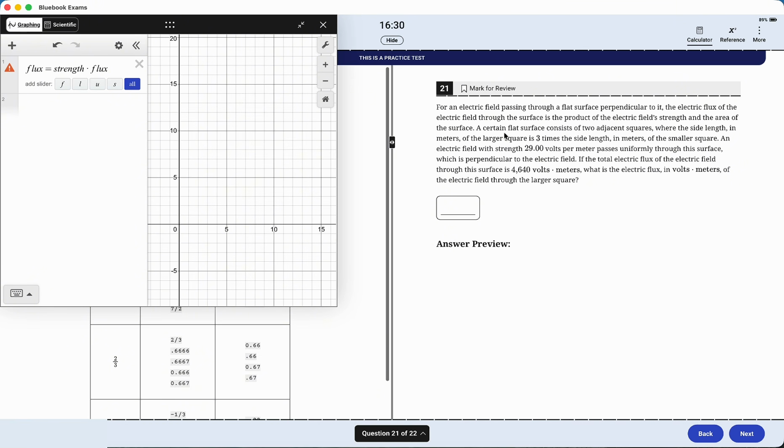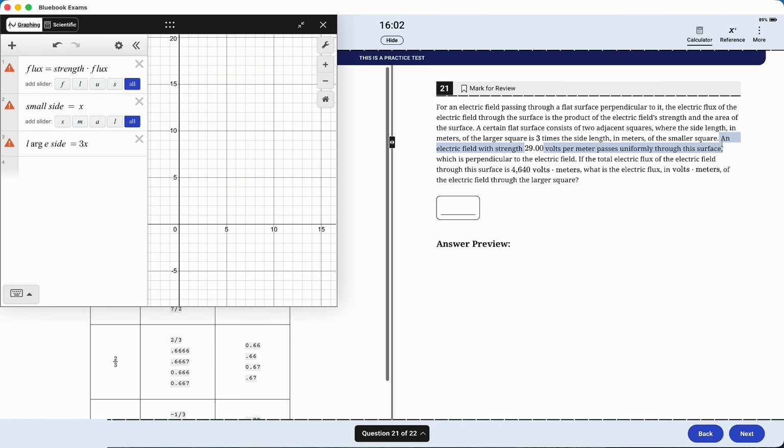So then it says a certain flat surface has two adjacent squares where the side length in meters of the larger square is 3 times the side length of the smaller one, right? So we can make the small side be x, right? And then the large side for the bigger one is going to be 3x. Just 3 times bigger. So what I can do then is find the area for that. If we know that they're squares, it's just the side squared.